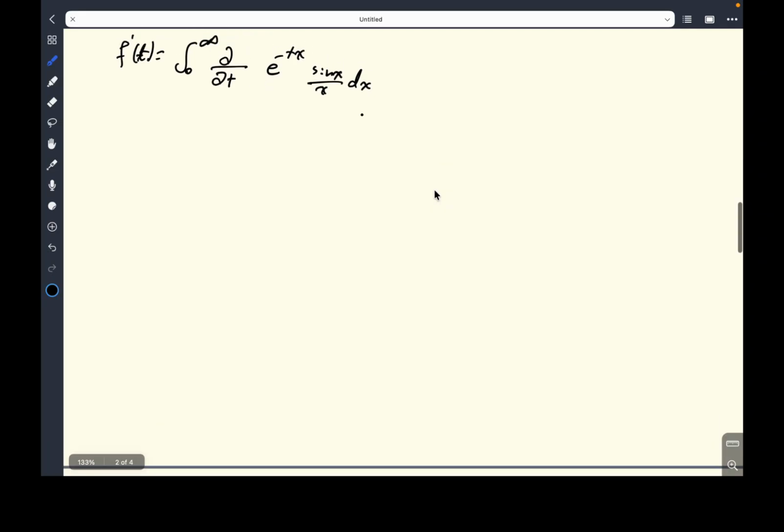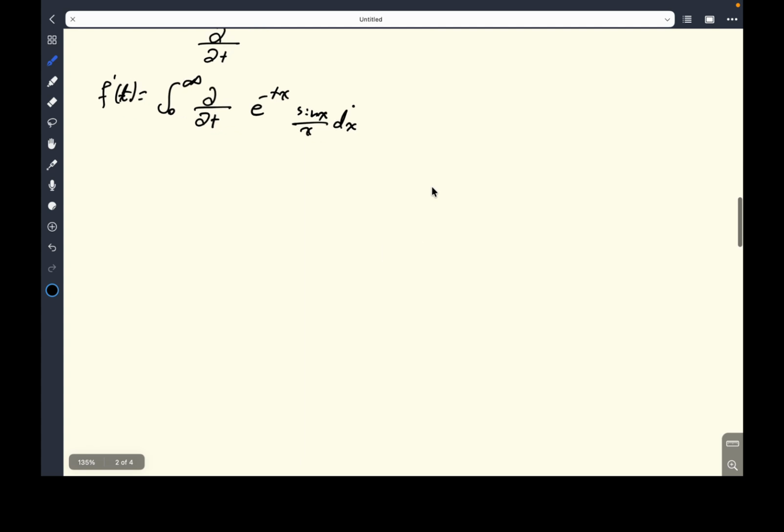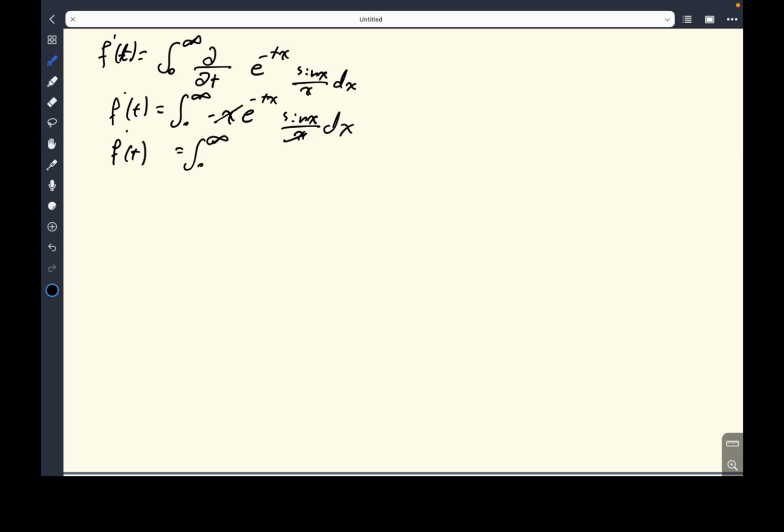If we take the derivative of e to the negative tx with respect to t, my f prime of t is going to be the integral from 0 to infinity of negative x e to the negative tx sine x over x dx. And these x's obviously are going to cancel out, and we got rid of the thing that caused my problem in differentiating and integrating this function. So it's going to be negative e to the negative tx sine x dx.